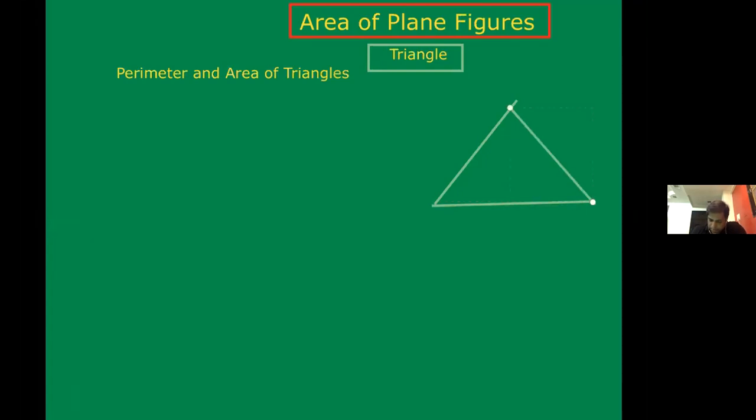So this is basically the triangle, and I'm giving the triangle the name ABC. A, B, C. This is my triangle. Okay, so how to find out the area of the triangle? Suppose I draw the perpendicular to the base. Okay, so I'm drawing the perpendicular to the base.